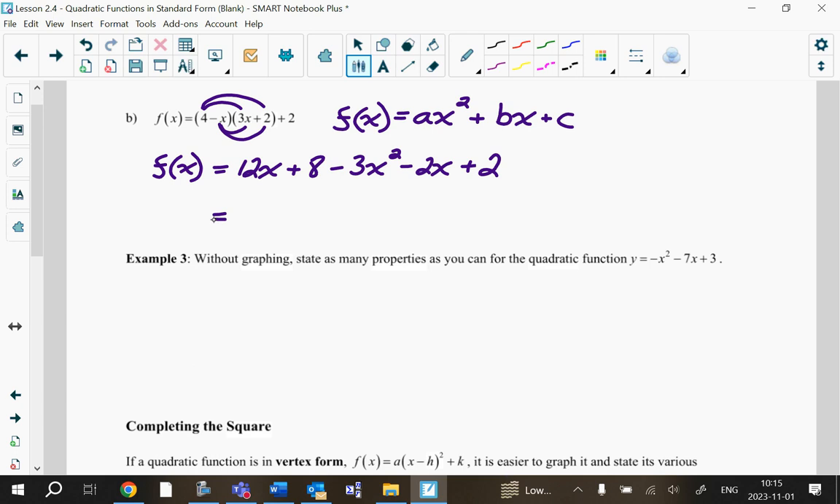Well, if you notice standard form, there's an x squared term, there's an x term, and then there's a number or a constant at the end. 3 terms. So what would I write first? Well, in this case, it's negative 3x squared. Okay, so I've done that. And now the x term. Well, I've got to combine a couple of x's here, which is positive 10x. So that takes care of those. Plus 10.